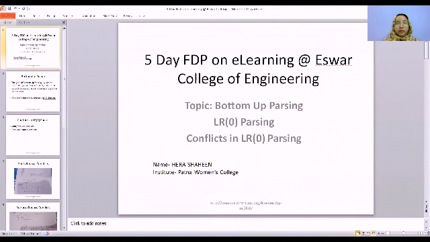So we had discussed what is bottom-up parsing, and we have just seen that there are different types of bottom-up parsing, of which one type is LR0 parsing, and we will now discuss conflicts in LR0 parsing.